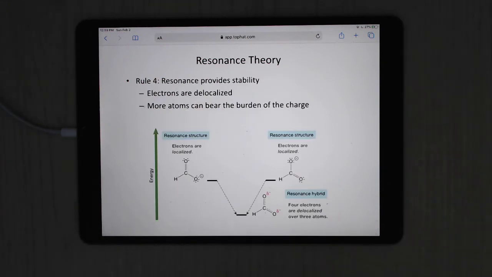Okay, the reason why this happens is because it provides stability overall to the molecule. The electrons are delocalized, and if there's a charge, it allows atoms to share the burden of the charge. And so I always describe it as if you're trying to move a couch.